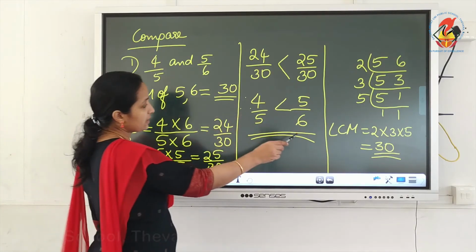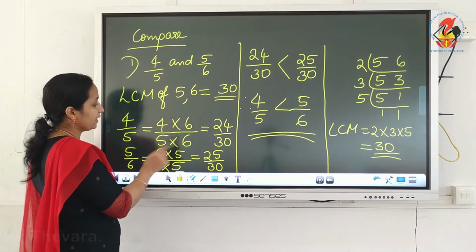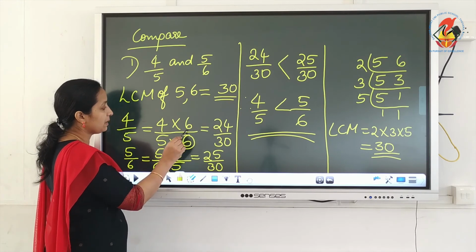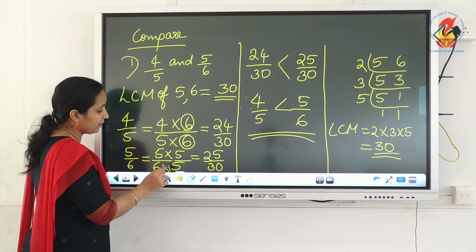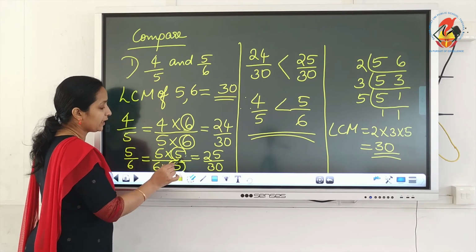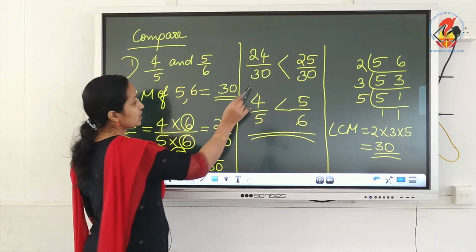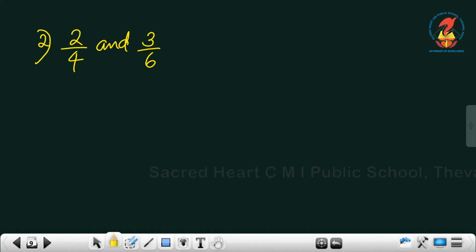So find the LCM and convert the denominators into the LCM by multiplying a suitable number. Whichever number you multiply to the denominator, the same number you have to multiply to the numerator also. So 6 into 5 gives 30, multiply 5 to the numerator also. Then you will get equivalent fractions which are like fractions, and compare them. Now look at the next question.